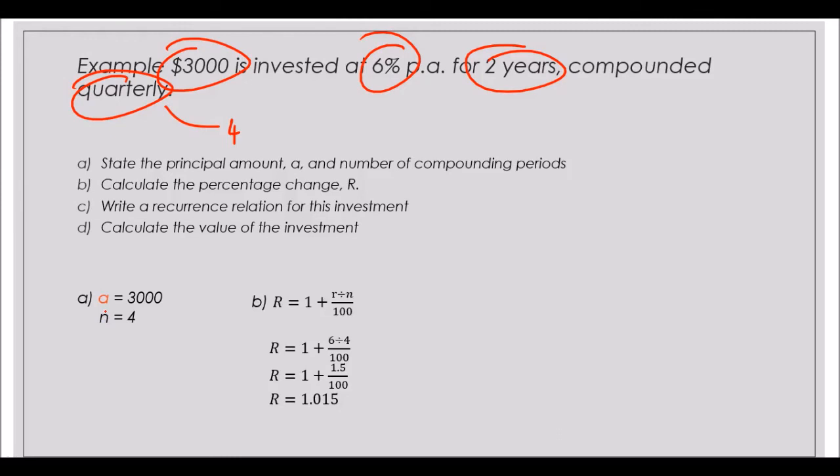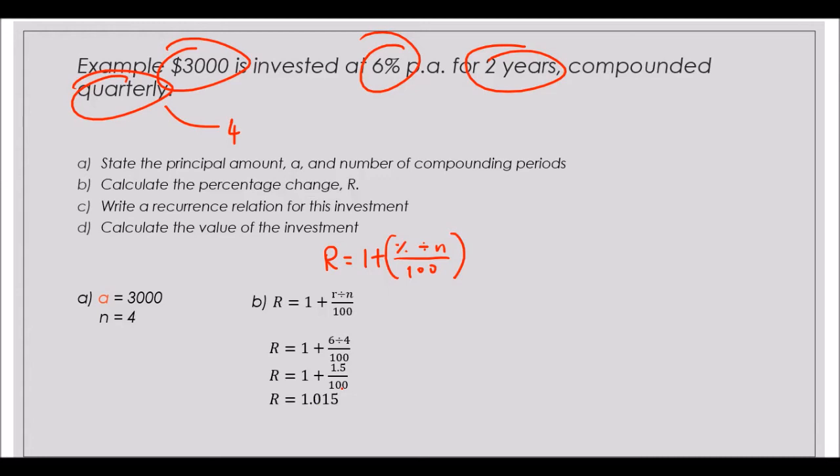Part B, calculate the percentage change R. So remember the formula that we used? I'll write it here again because it looked like this, the way I wrote it. R equals 1 plus that percentage divided by n over 100. And you can put it in brackets if you want to. So R equals 1 plus the rate, which is 6%, divided by the number of compounds. The n, 4, is referring to the number of compounds. And that equals 1.015.